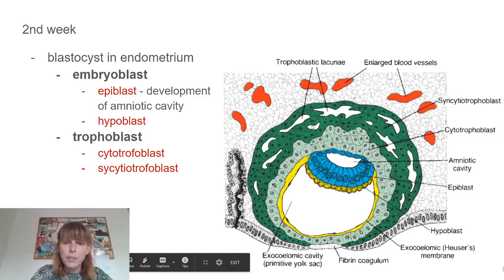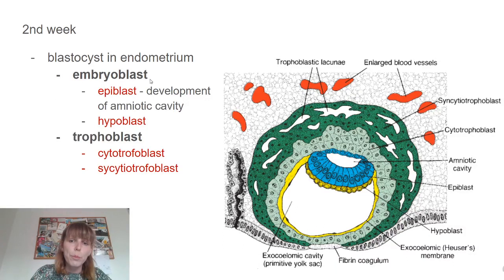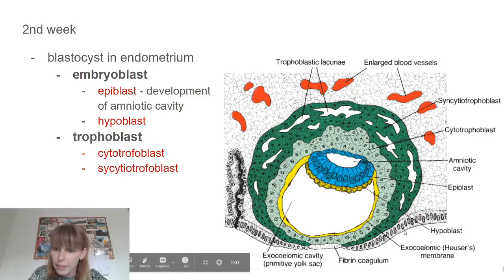So we have the blastocyst sitting in the endometrium, and there we start to divide the part which will become the embryo. So this is the epiblast and hypoblast that was even visible in the video. So epiblast and hypoblast will be part of the embryo, and trophoblast is the part which will give rise to everything else. So cytotrophoblast and syncytiotrophoblast, these will be forming placenta and stuff like that.